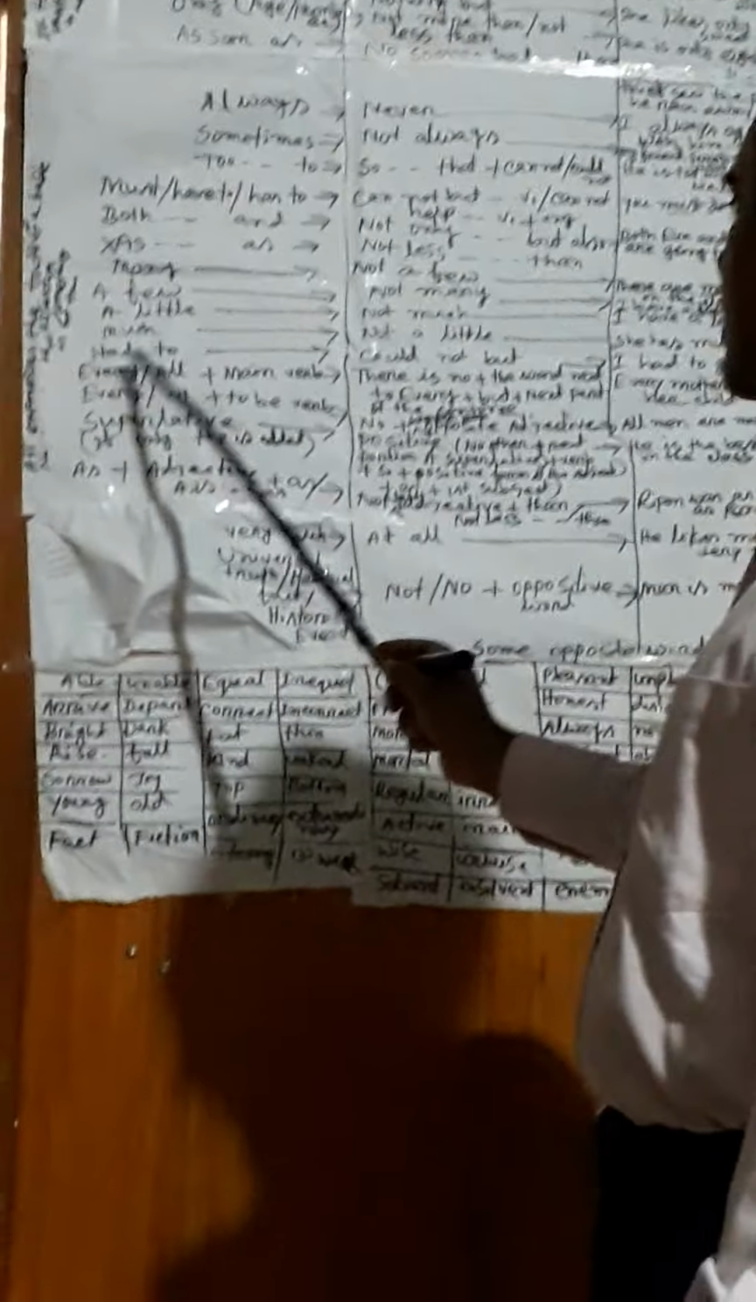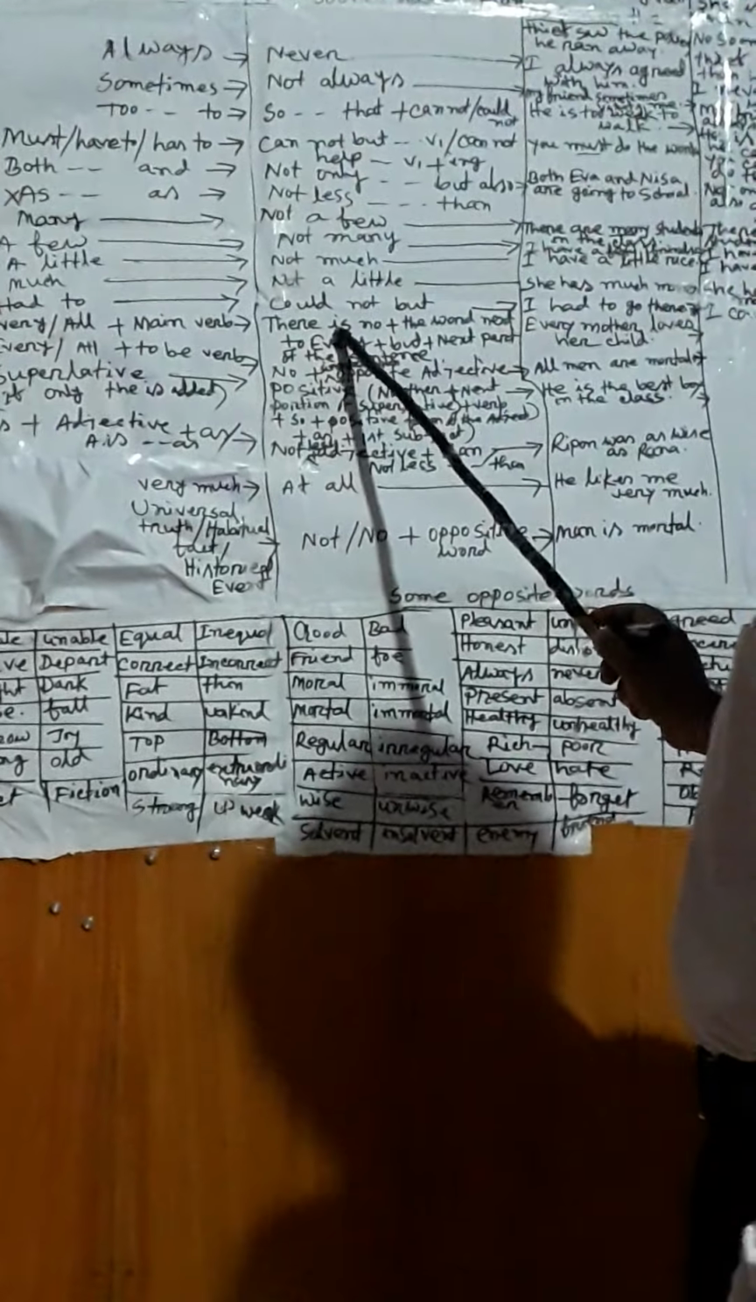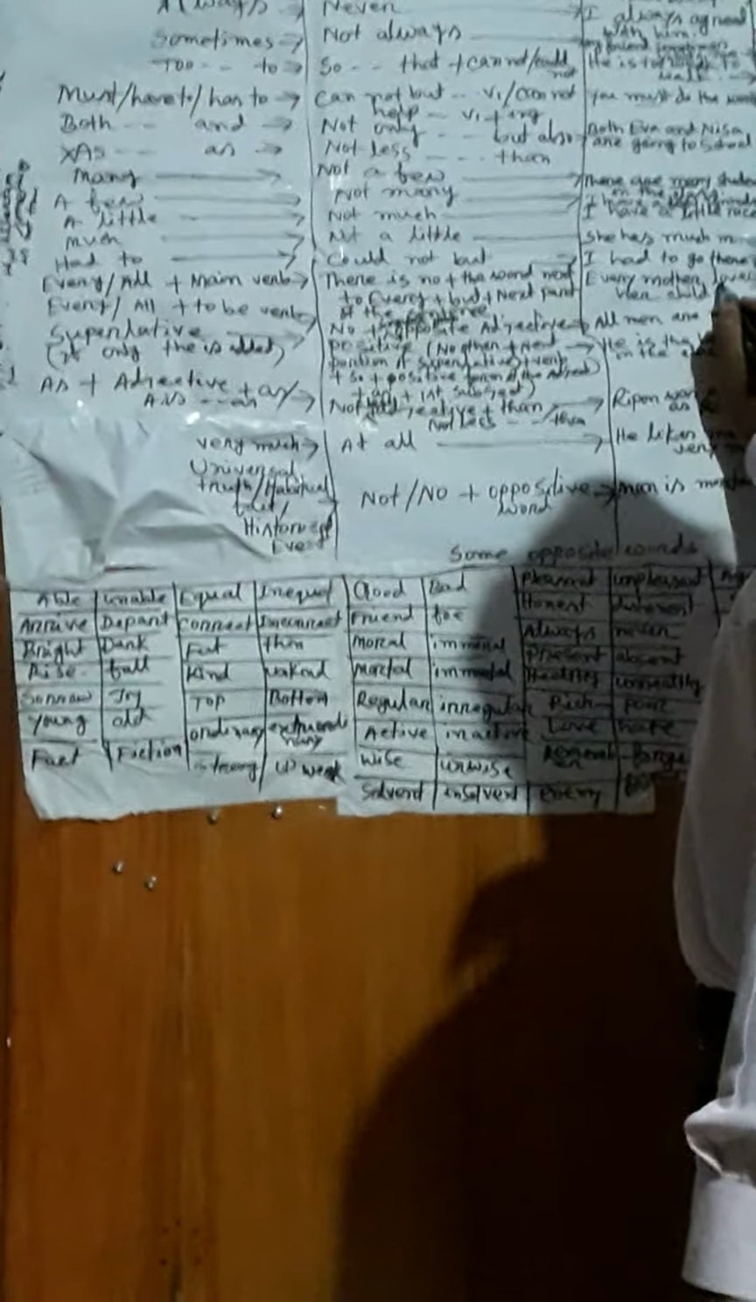Next rule: everyone, all plus main verb. Then you have to use "there is no" plus the word next to every, plus "but", plus the next part of the sentence. Now look at the example. Every mother loves her child. Here you find a verb, which is the main verb. So you have to use this structure if you want to turn it into a negative one.